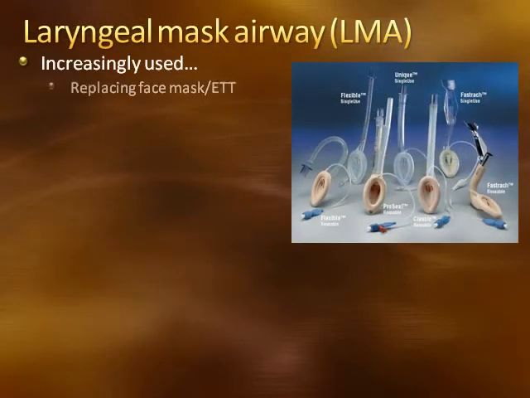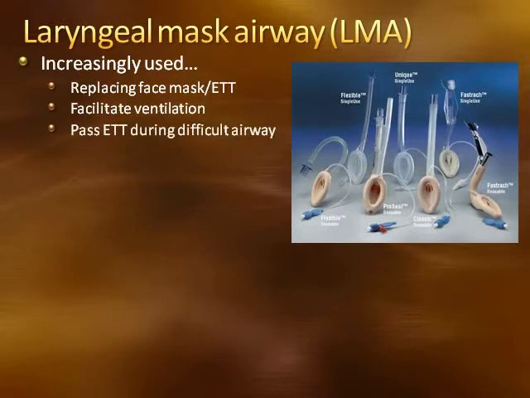The laryngeal mask airway is being increasingly used in place of a face mask or endotracheal tube during administration of an anesthetic to facilitate ventilation or to pass an endotracheal tube in a patient with a difficult airway. The LMA has surpassed the Combitube as a preferred device to manage a difficult airway. The 4 most common types of LMAs used are the reusable LMA, an improved disposable LMA, the ProSeal LMA, and the Fast Track LMA.